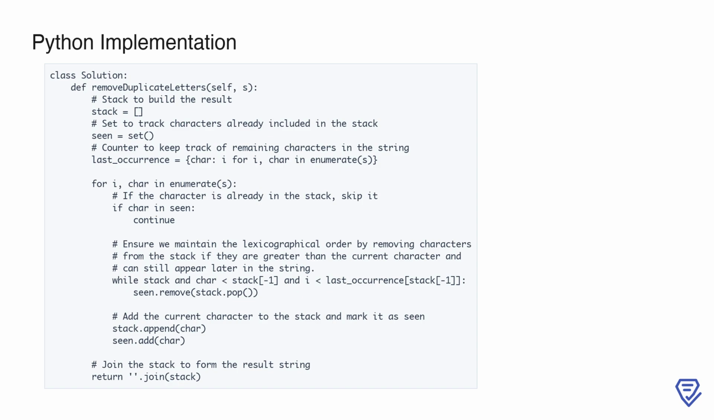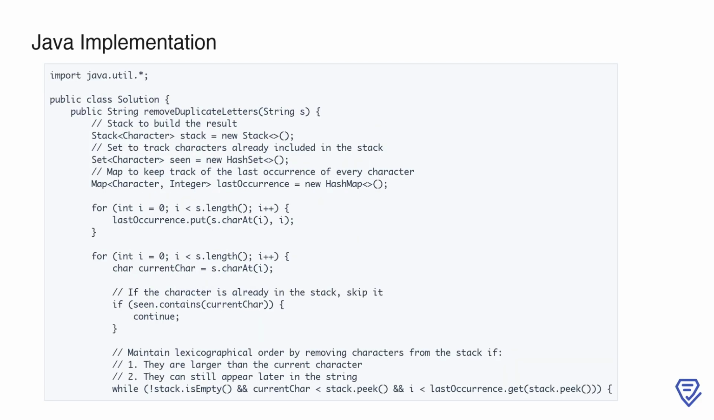This algorithm runs in O(n) time, where n is the length of the string, as each character is pushed and popped from the stack at most once. Here, we start by importing the necessary libraries and defining our solution class. The method remove duplicate letters is where the logic resides. First, we create a stack to help us construct the result string in the correct order. Additionally, we use a set called seen to keep track of which characters are already in the stack, ensuring we don't add duplicates. A map named last_occurrence is also initialized to store the last index of every character in the input string. This map lets us know if a character can still appear later in the string.